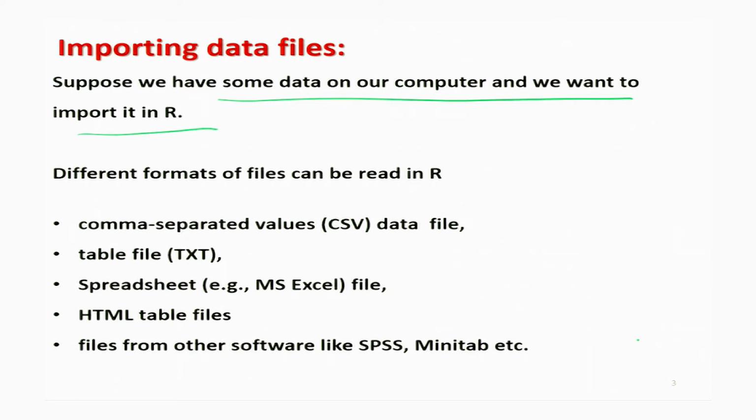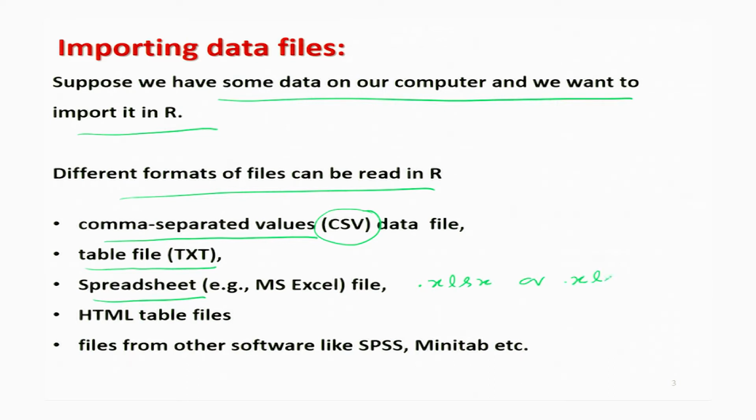So as we have discussed, there are different formats of files in which data can be saved, and those formats can be used in the R software. For example, comma separated value files, popularly known as CSV data files, then tabular data files like table files or .txt, or a spreadsheet, for example the files created in MS Excel, whose extension is .xlx or .xls and so on.